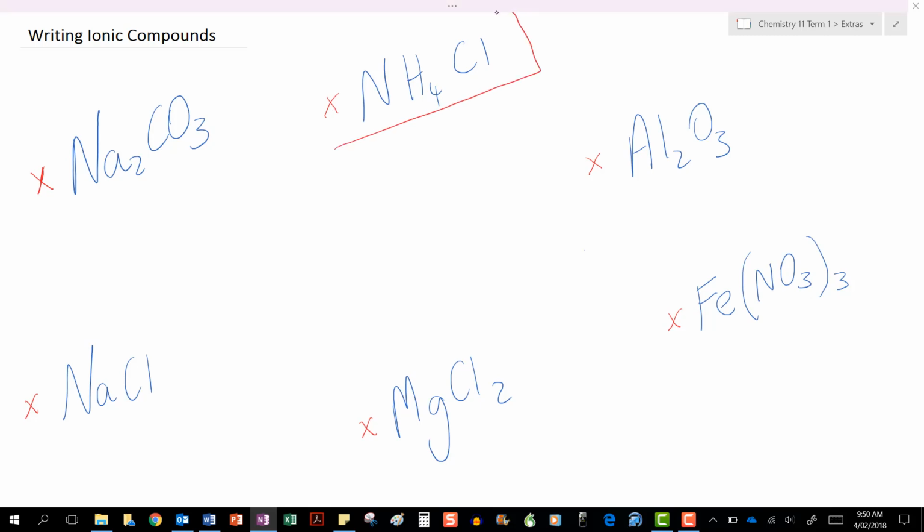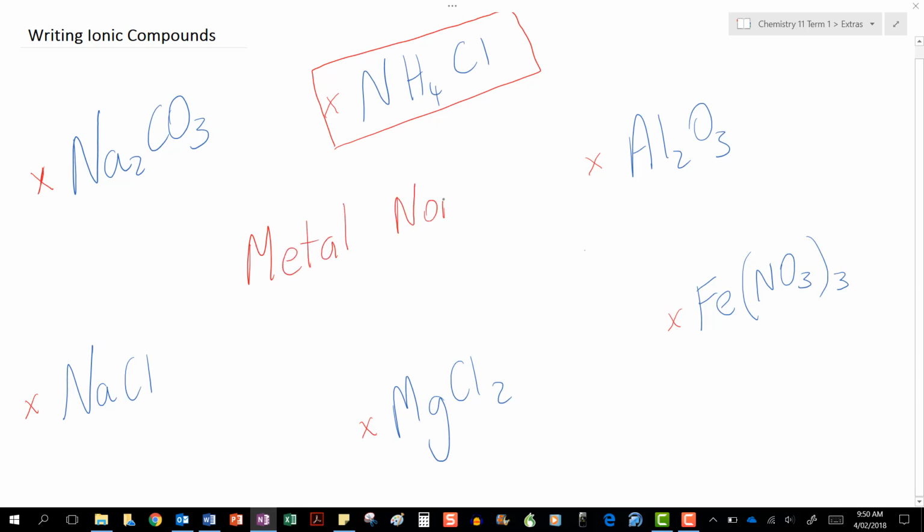With the exception of ammonium chloride, each of these ionic compounds has something in common. They are all made up of a metal and a nonmetal, or a group of nonmetals. For example, the carbon and oxygen, or the nitrogen and oxygen. The metal in each of these is a positive ion, known as a cation. The nonmetal in each of these are negative ions, known as anions.